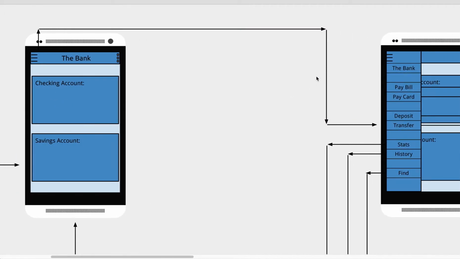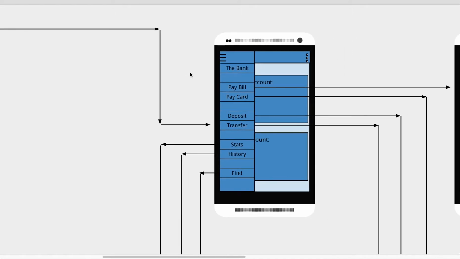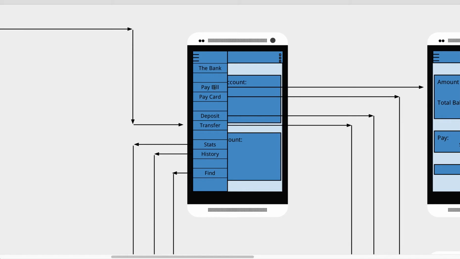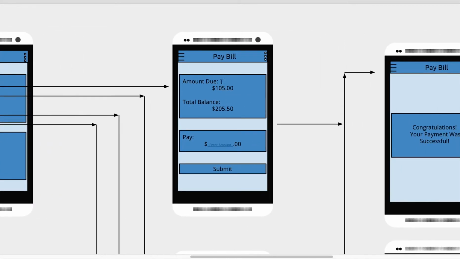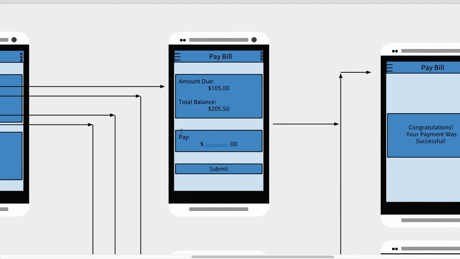This would bring you to this screen here that shows you all your different options that you have. You have the bank, which is the screen that it's currently on, pay bill, pay card, deposit, transfer, stats, history, find. If we were perhaps to go through the pay bill process, we could click the pay bill, which would take us to this next screen here, pay bill screen.